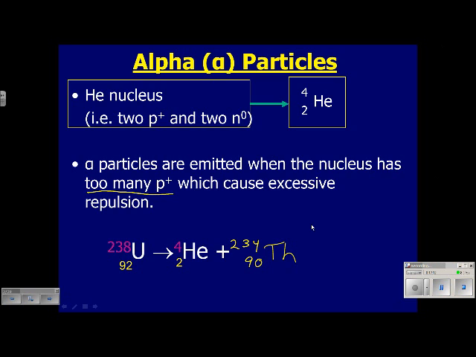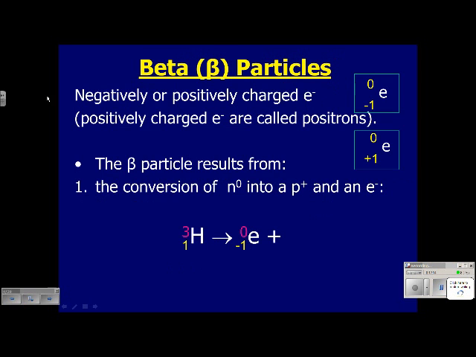Let's take a look at beta. All right, so beta particles. Beta particles are negatively or positively charged electrons. And yes, you heard me right. This is probably the first time you heard of this. Positively charged electrons. The positively charged electrons are called positrons, and I'll talk a little bit about positrons in a moment. So here we have a symbol representing an electron.